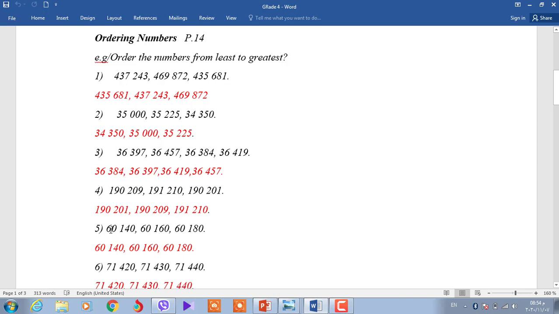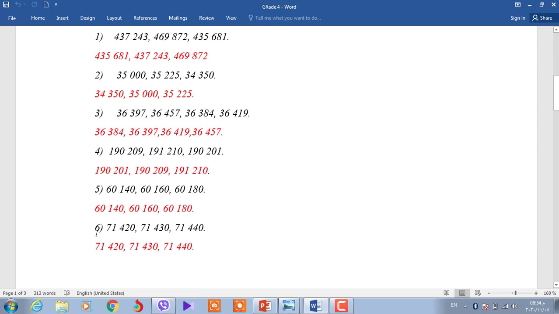In 5 we have 60, 140, 160, 180. If you look, we have 140, 160 is greater and 180 is greatest, dear student. Okay, in practice 6 we have 71,420, 71,430, 71,440, because 420 is least, 430 is greater, and 440 is greatest. I think that's enough for this lesson, dear student.